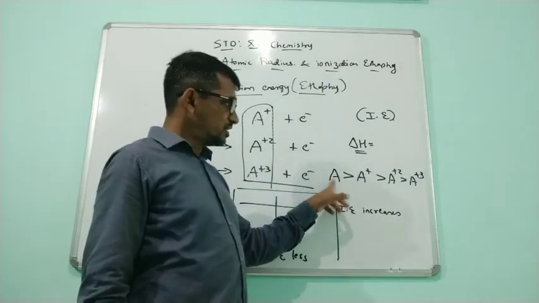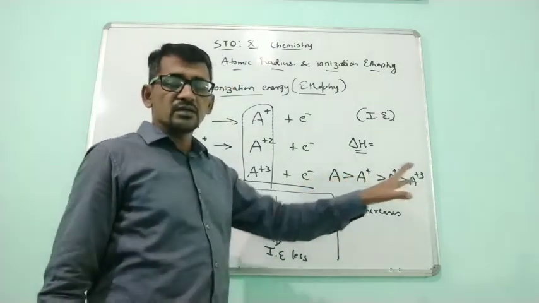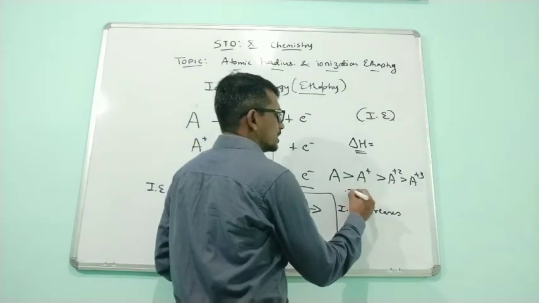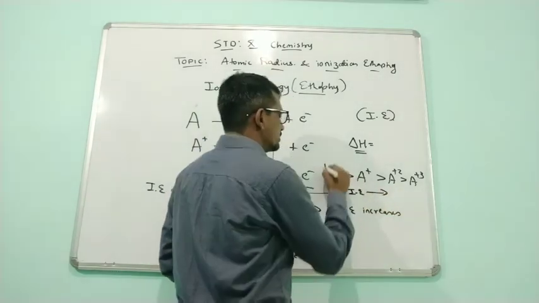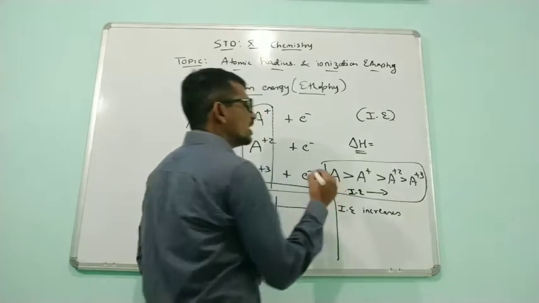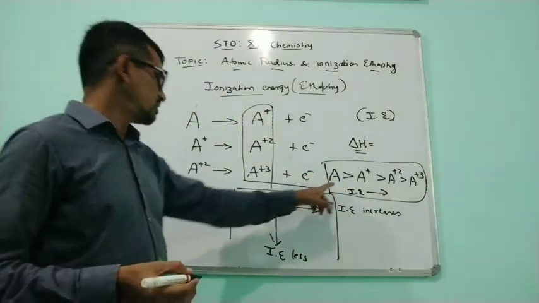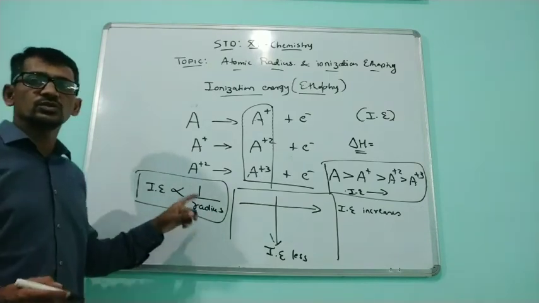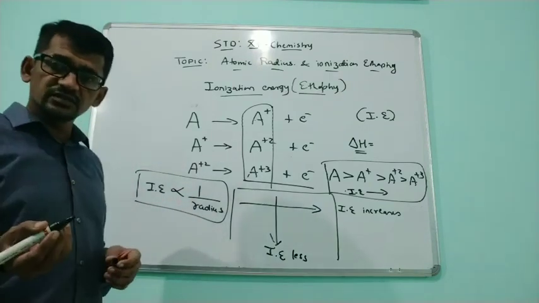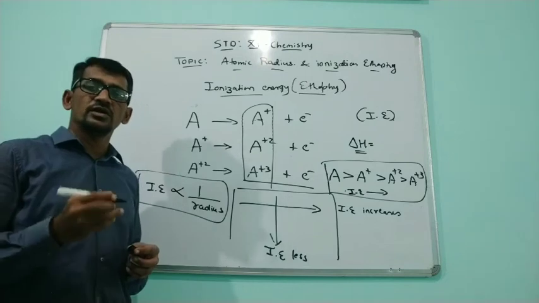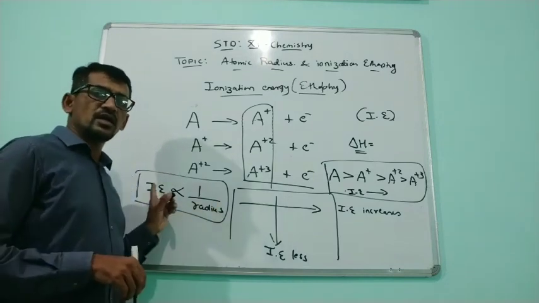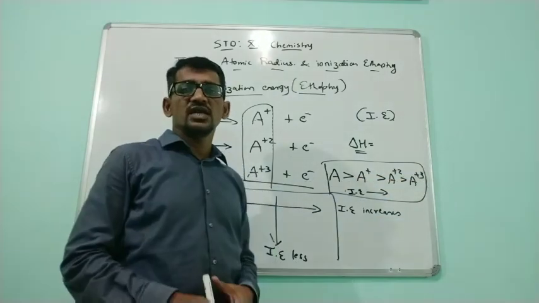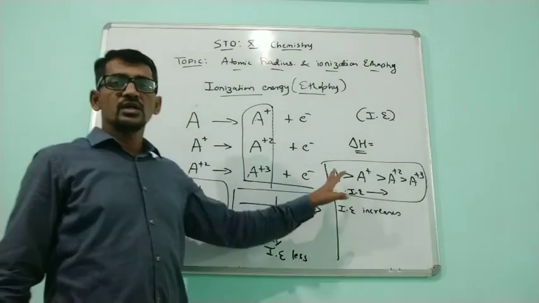Here the radius decreases, so ionization enthalpy increases for a particular ion. As per the rule that ionization enthalpy is inversely proportional to radius, if the radius decreases, then ionization enthalpy increases, or if the radius increases, then ionization enthalpy decreases. And ionic radius is always less than that of the neutral atom.